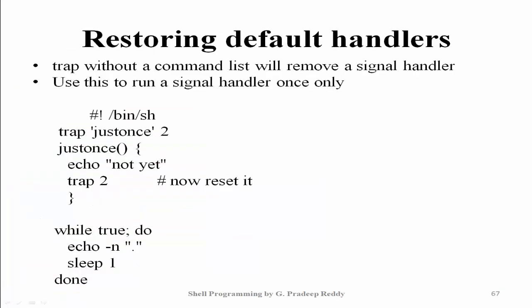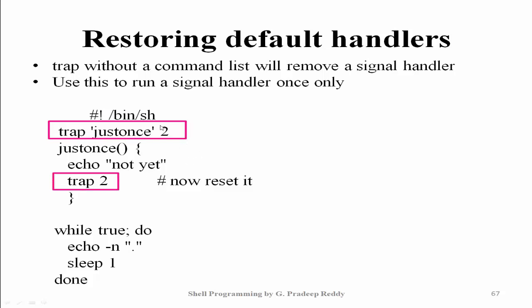Next one, restoring the default handlers. Trap without a command list will remove the signal handler. Use this to run a signal handler once only. Here we have specified trap 2. So now it is going to reset. Here we have specified just once, it is true, and again we have specified.